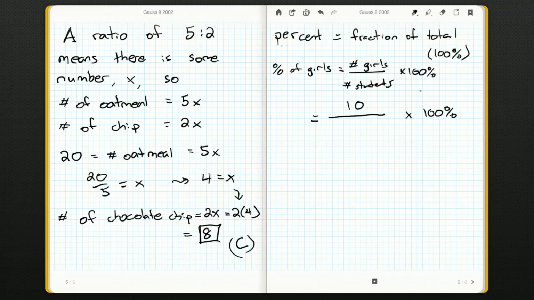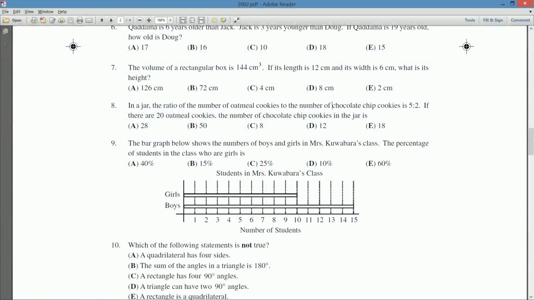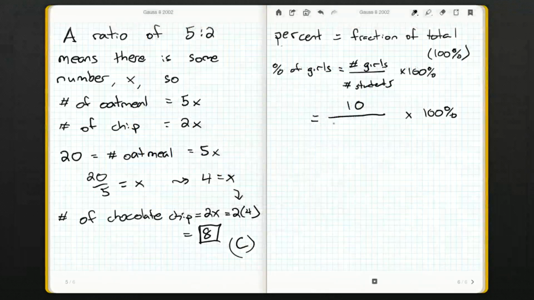And now the last thing I need is the total number of students in class. Well, the students are either boys or girls. We know how many girls there are, there's 10. How many boys are there? Well, there's 15 boys. If we follow this bar all the way over, it stops at 15. So the total number of students should be the total number of girls and boys. There are 10 girls, and there are 15 boys, and that gives me a total of 25 students.